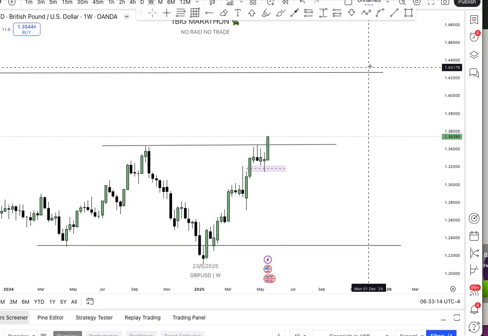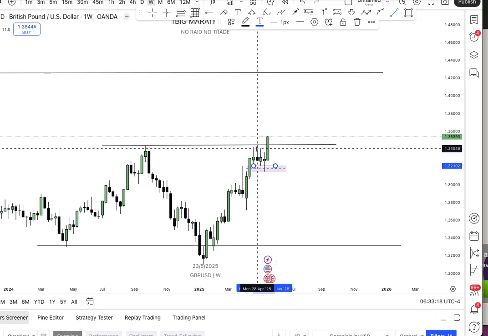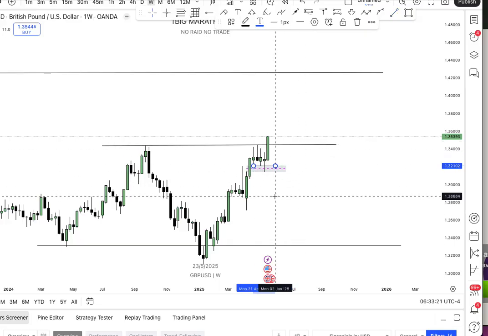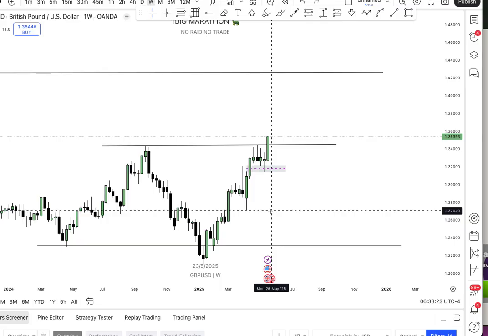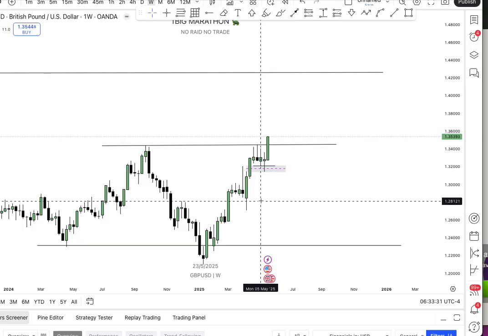So what has price done? Price on the 1 week time frame swept liquidity and broke structure to the upside. These are presence of buyers strongly in the market. This is what we have seen on the 1 week time frame.